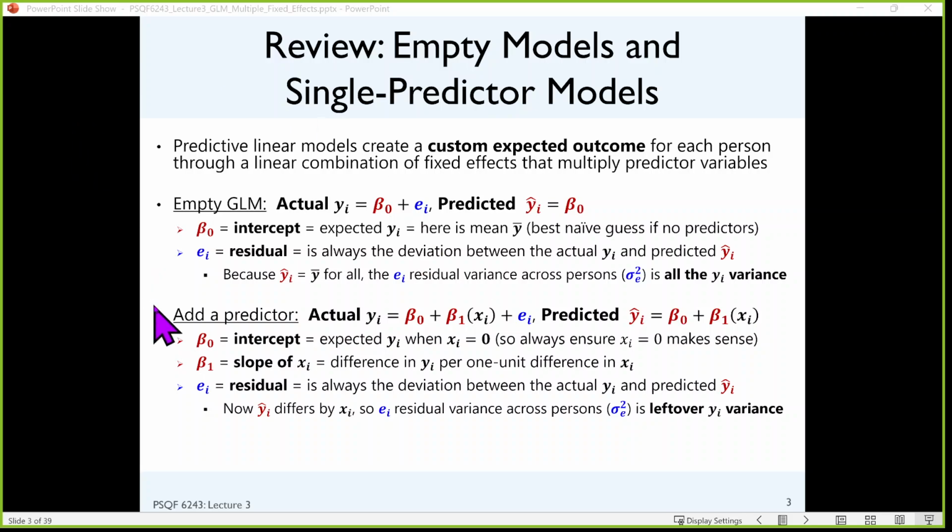Beta 1, that's our slope. That is how the outcome changes per unit change of X. So a positive slope means as X goes up, Y goes up. A negative slope means as X goes up, Y goes down. The actual value of the slope is tied to the scale of these variables. So we have to keep in mind what a unit is in order to think about what a slope value actually means.